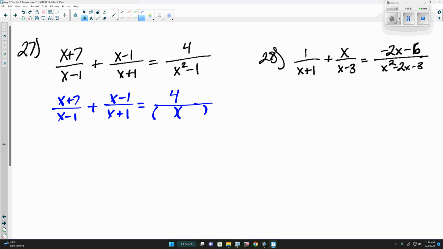Thank you. Factor. So x squared minus 1 is the only one that does factor. It is a difference of perfect squares, so we will have x plus 1 and x minus 1. Now our restrictions for this here are going to be 1 and negative 1, because 1 minus 1 would be 0, and negative 1 plus 1 would be 0. Then we're going to multiply everything by x plus 1 and x minus 1.